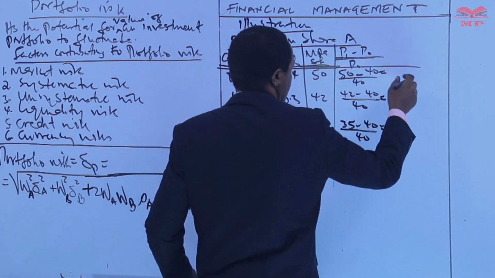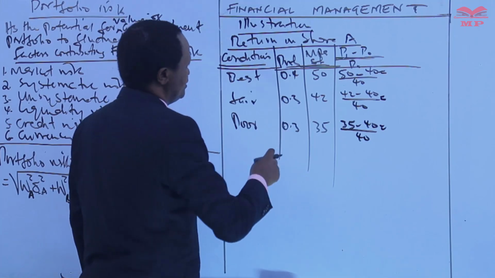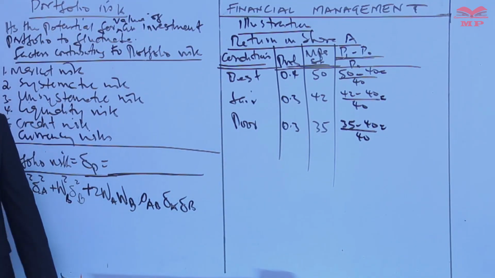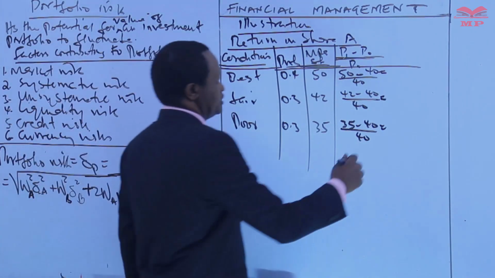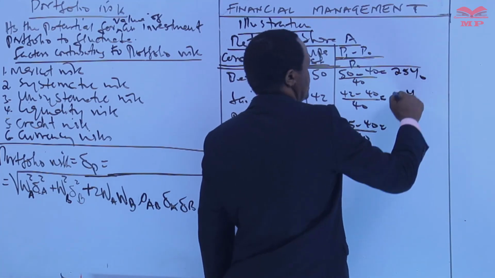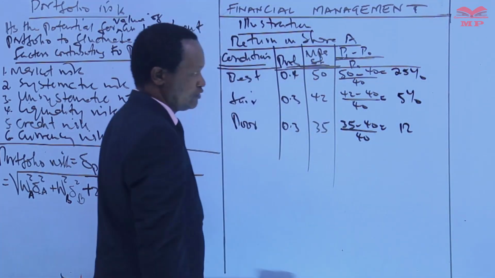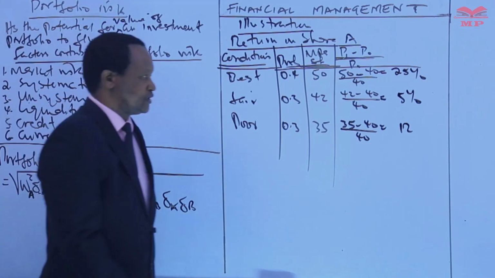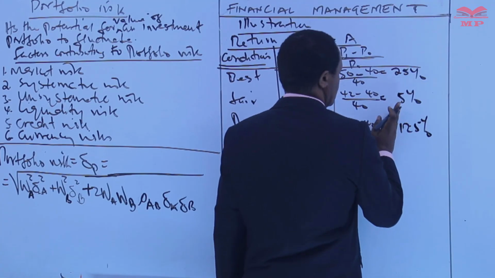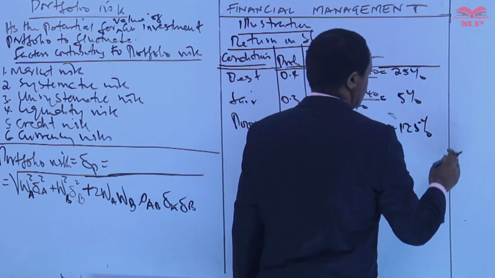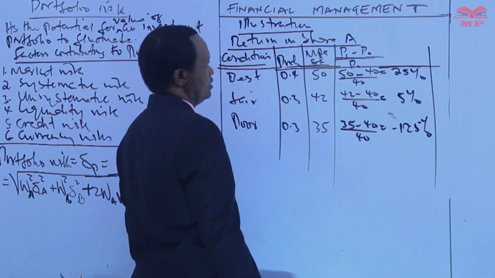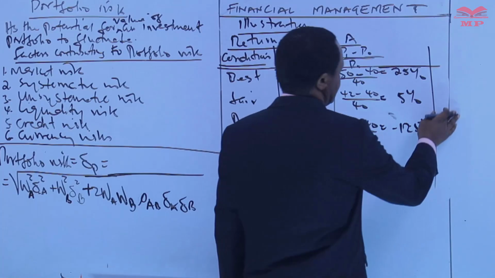So what are the returns under the different market conditions? 25%, 5%, and 12.5%. This is negative. So with that, we can then get the returns.